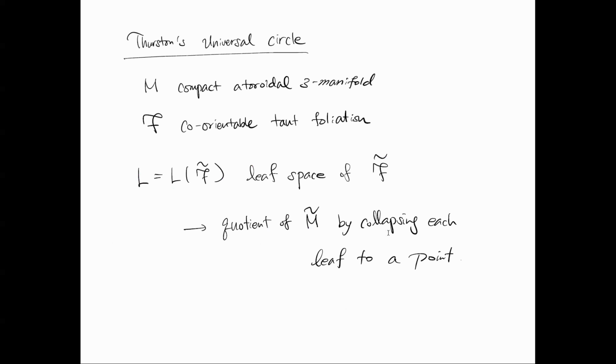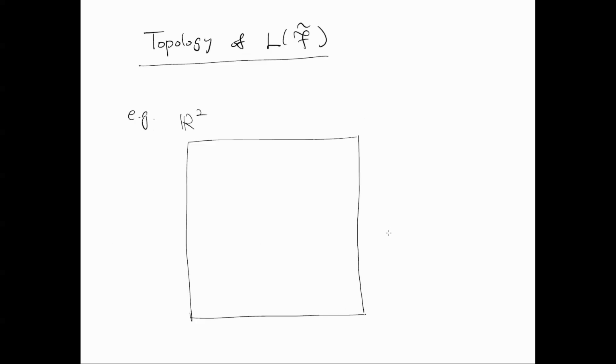This means you just take a quotient of the space by collapsing every leaf to a point, the space of leaves of this foliation. This is going to be useful later on as well. So I'm going to talk about the topology of the leaf space of F tilde a little bit. Let's visualize this in dimension 2 because that's easier.